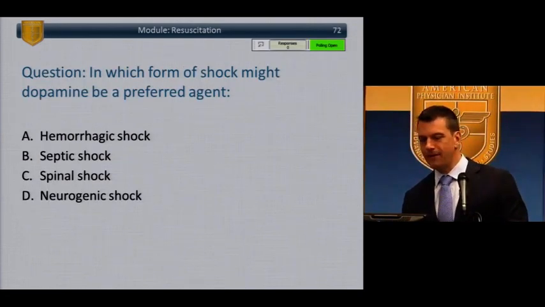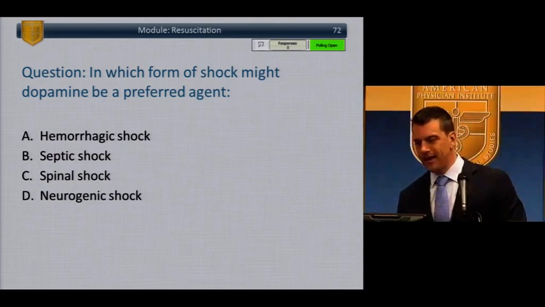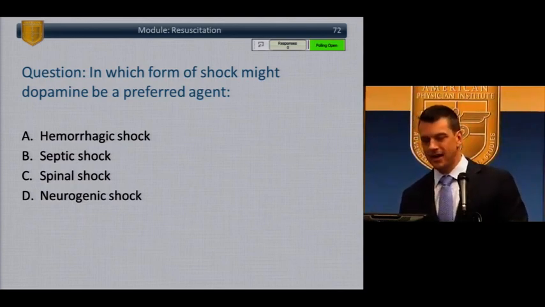In which form of shock might dopamine be a preferred agent? Hemorrhagic shock, septic shock, spinal shock, neurogenic shock.